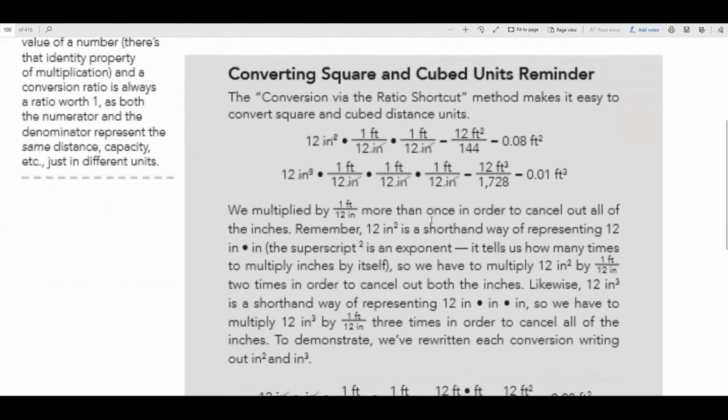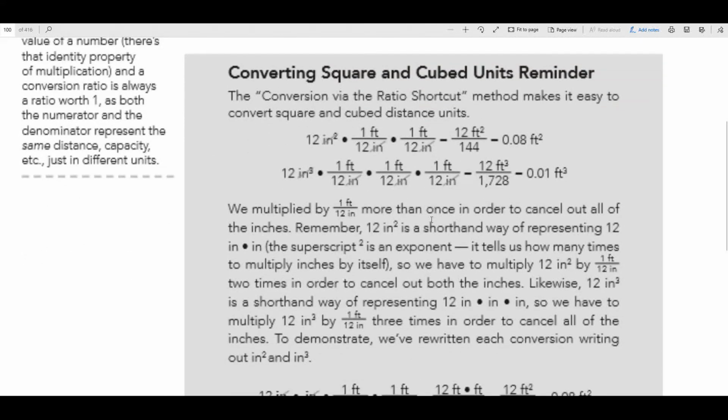Okay, everybody's very good at converting. Everybody seems to understand it. So the conversion via the ratio shortcut method makes it easy to convert square and cubed units. Don't forget this. Squared would be for like area, cubed would be like for volume.